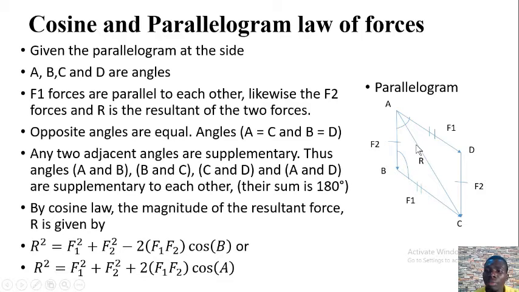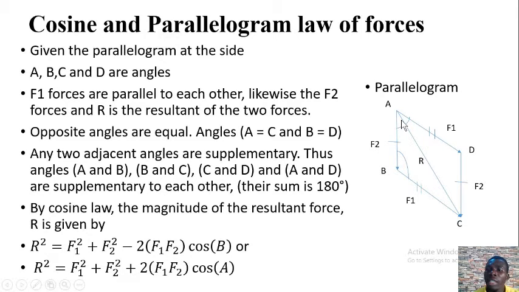Given this parallelogram, A, B, C, and D are angles. F1, F2, F1, F2 are also forces, and the F1 forces are parallel to each other, F2 forces are also parallel to each other, and R is the resultant of F1 and F2 forces. Angle A and angle C are opposite and equal. Likewise, angle B and angle D are also opposite and equal.